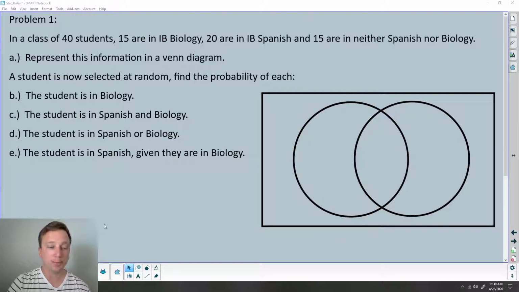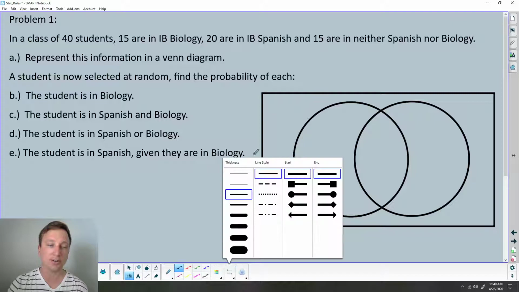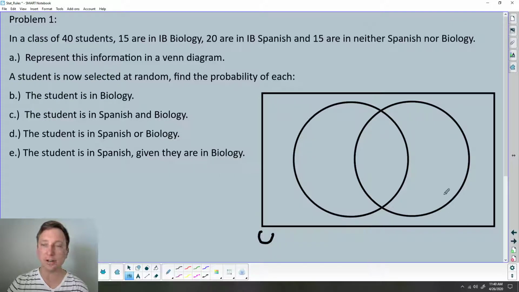So starting with problem one, typical application where we're just looking at two different groups in a larger group. So we have 40 students total. 15 are in IB Biology, 20 are in IB Spanish, 15 are in neither. If this is my universal set, already to start this out, I know how many are in neither. I know there are 15 outside of this set. So let's go ahead and start setting this up.